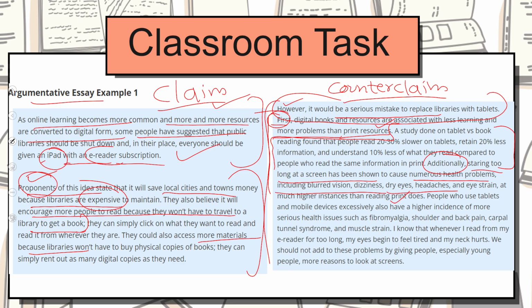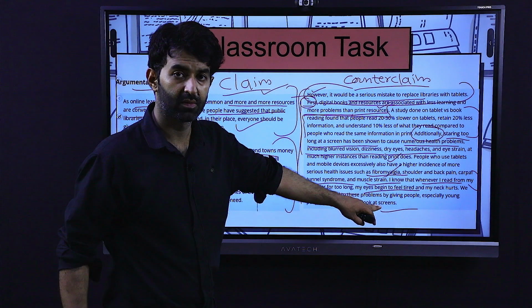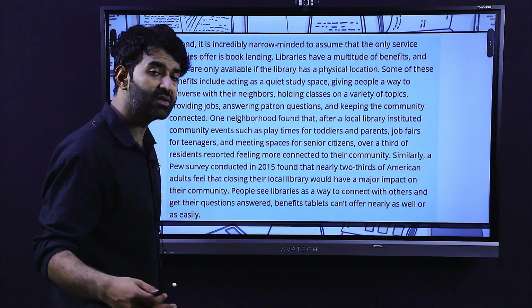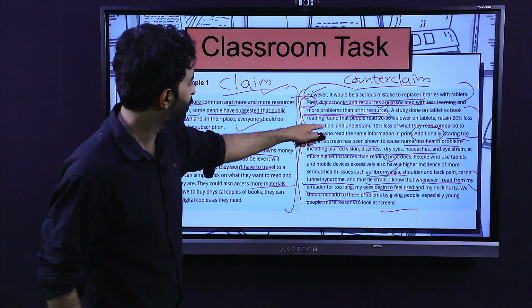People who use tablets and mobile devices excessively also have a higher incidence of more serious health issues such as fibromyalgia, shoulder and back pain, carpal tunnel syndrome, and muscle strain, etc. Now, again, a very good evidence. I know that whenever I read from my e-reader for too long, my eyes become too tired. This is a reason. We should not add to these problems by giving people... So, this is a conclusion. At the end, the writer concluded it. Now, this concluded the first part.